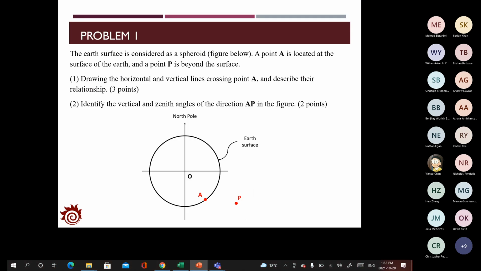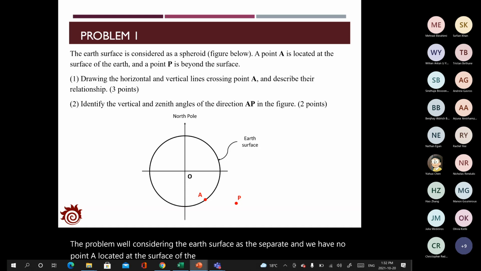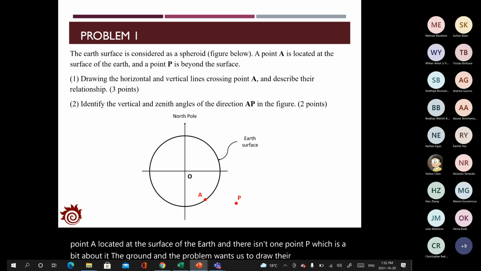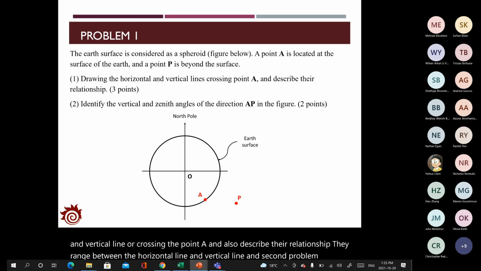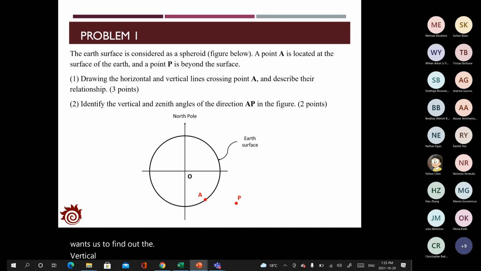So for the first one, the problem will consider the Earth's surface as a spheroid, and we have the point A located at the surface of the Earth, and there's one point P, which is above the ground. The problem wants us to draw the horizontal line and the vertical line crossing the point A, and also describe the relationship between the horizontal line and the vertical line. And the second problem wants us to find out the vertical angle and the zenith angle for the direction from A to P.